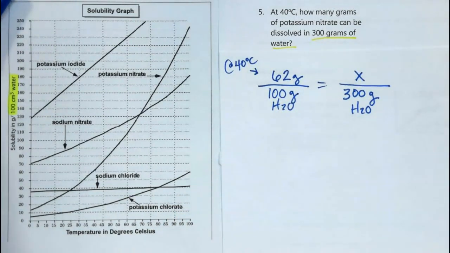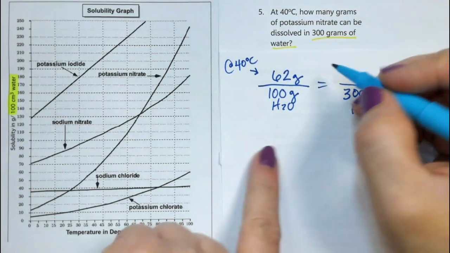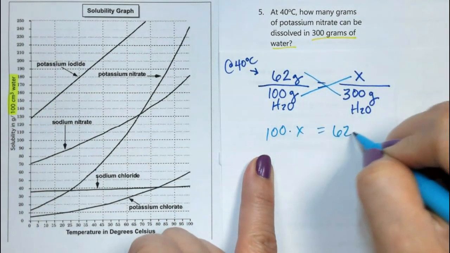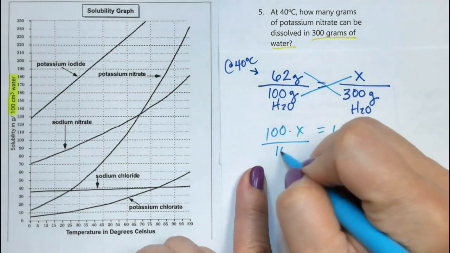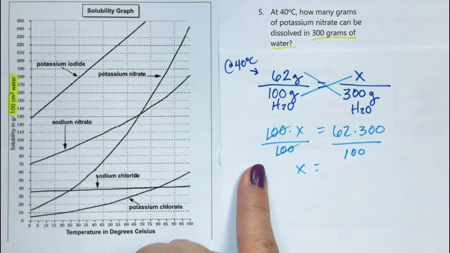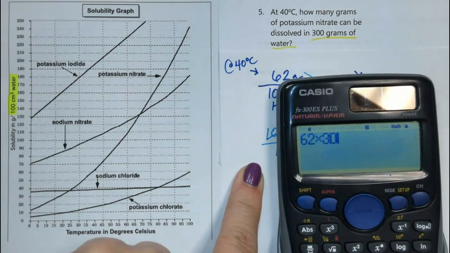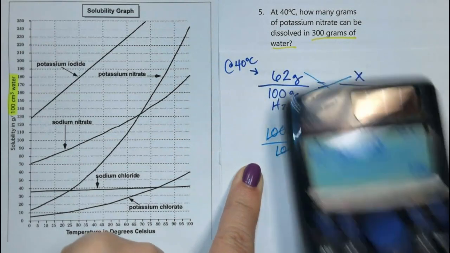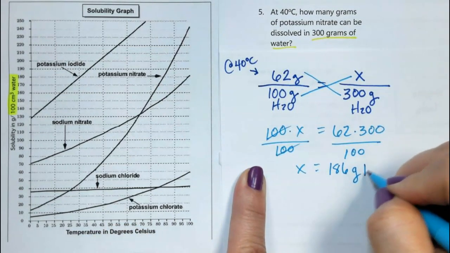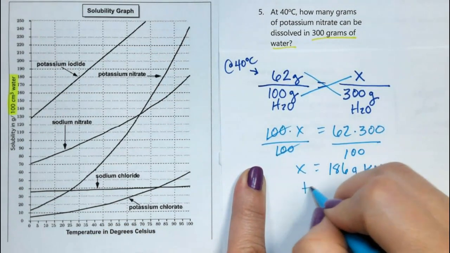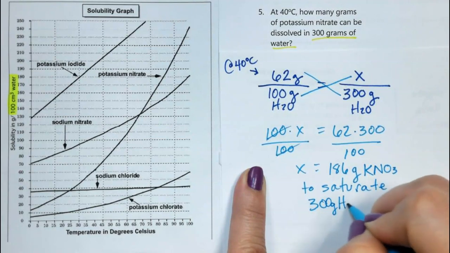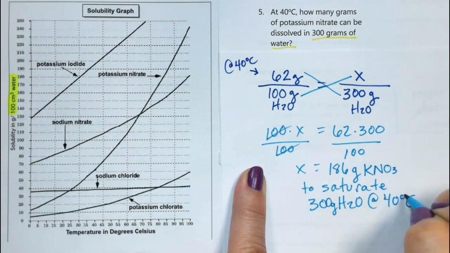And so this is a cross multiplication. We'll just do 100x equals 62 times 300, and to solve for x we have to divide by 100. So that gives us x is equal to 62 times 300 divided by 100, 186. So the answer is it would take 186 grams of potassium nitrate to saturate 300 grams of water at 40 degrees Celsius, is what we have determined.